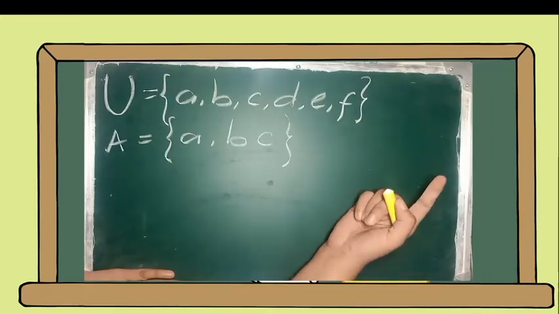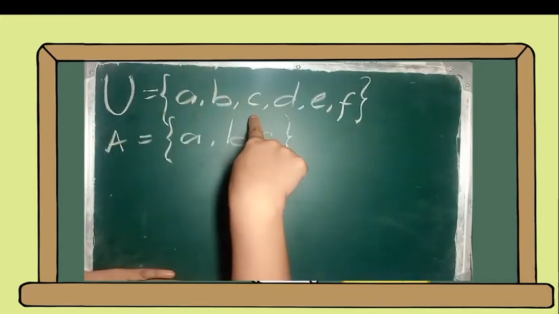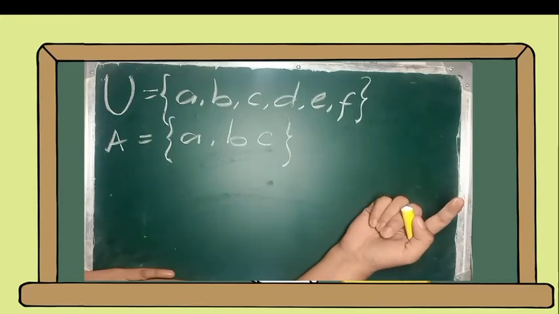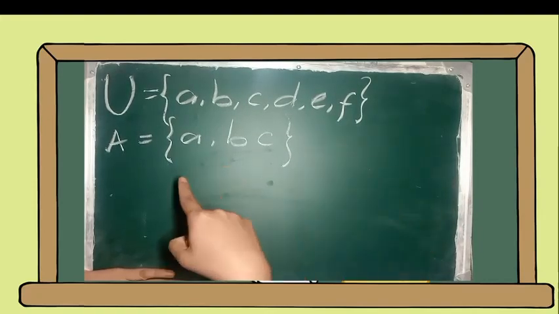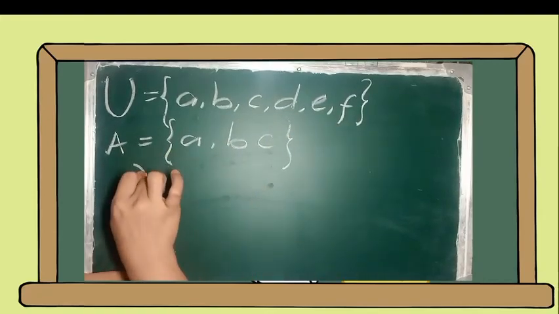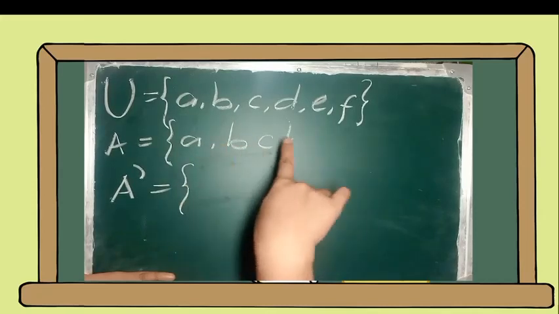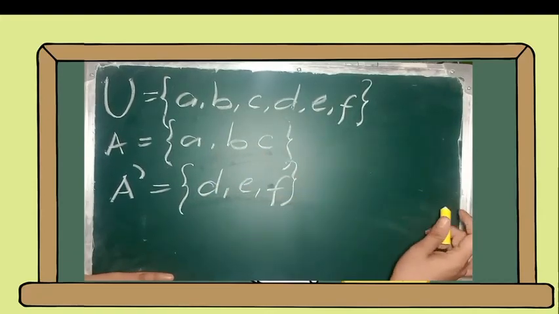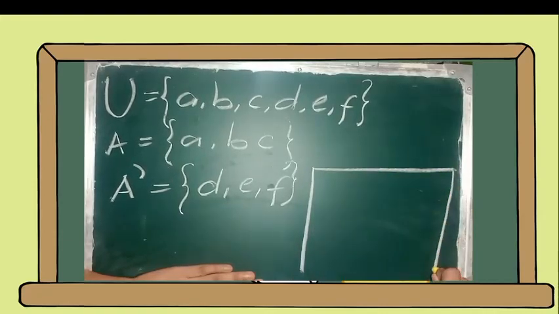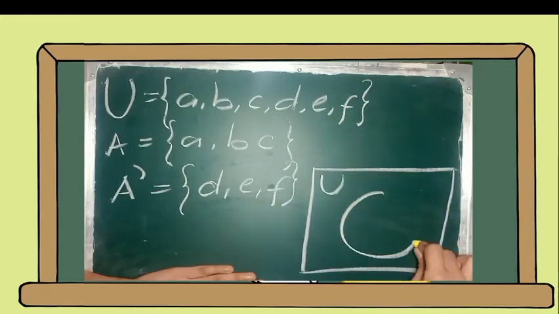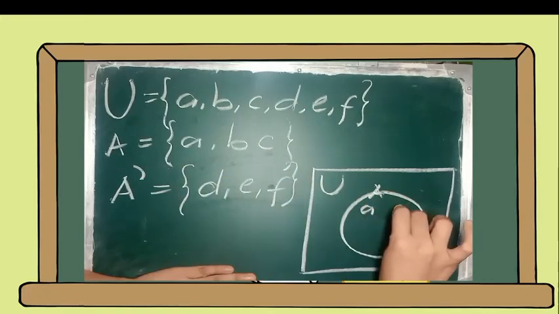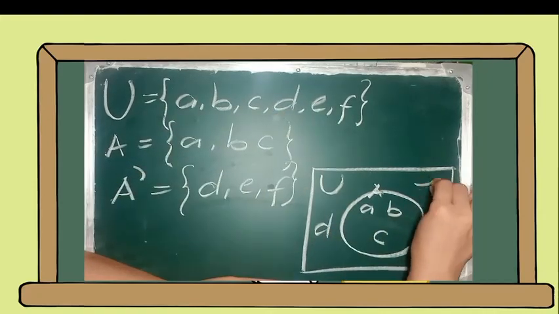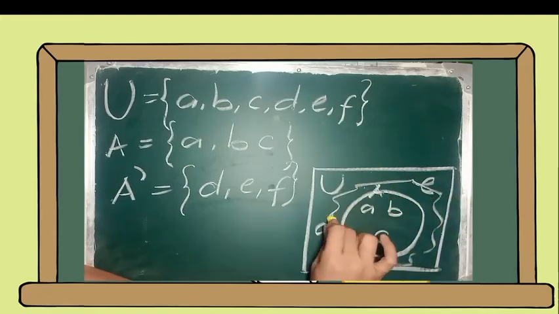Let's have the universal set as U is equal to A, B, C, D, E, F. And set A as A, B, C. So, di ba, ang complement ay yung elements ng universal set na wala sa A. So, A complement is equal to yung wala sa A, so D, E, and F. In Venn diagram, this is the U, and this is the A. The elements of A are A, B, C. And the elements of U is A, B, C, D, E, F. So, lahat ng nasa labas niya, ayan yung complement niya.